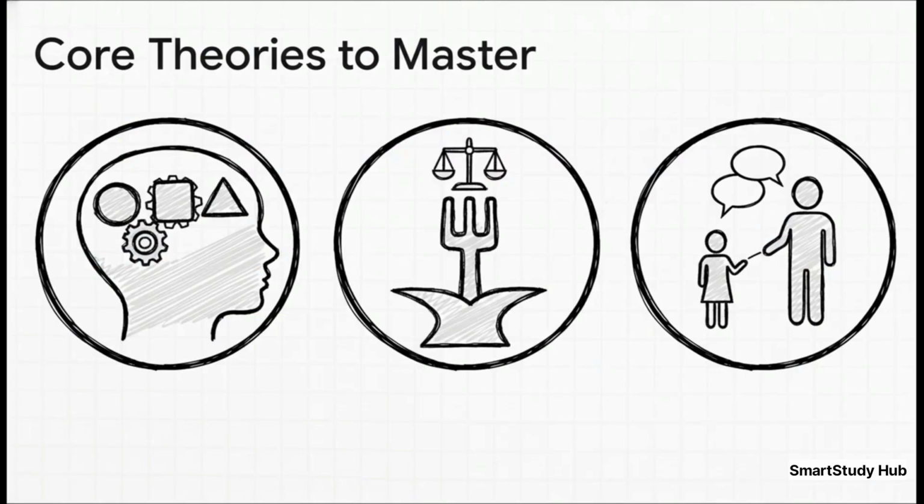So, to really get a handle on these stages, you have to know the giants of the field. Piaget helps us understand how a child's thinking actually develops, step by step. Kohlberg gives us a framework for their moral reasoning, the why behind the choices they make. And then there's Vygotsky, who reminds us that learning doesn't happen in a bubble. It's all shaped by a child's social and cultural world. Seriously, these aren't just names to memorize for an exam. They are lenses that will help you see your students so much more clearly.